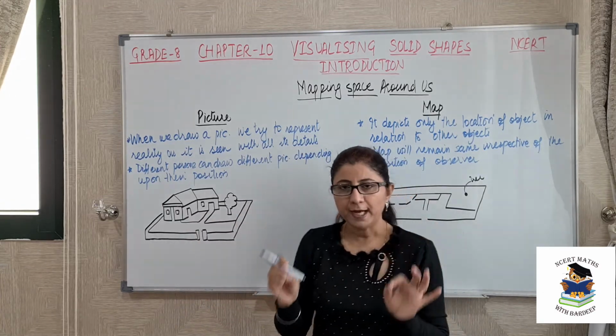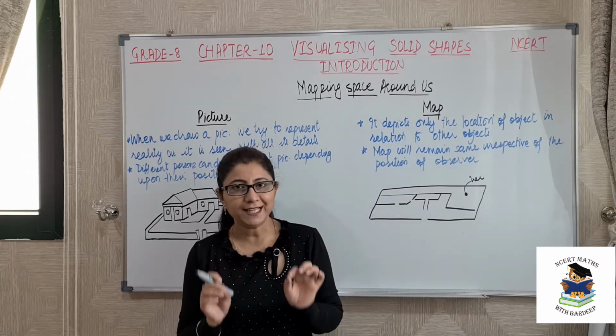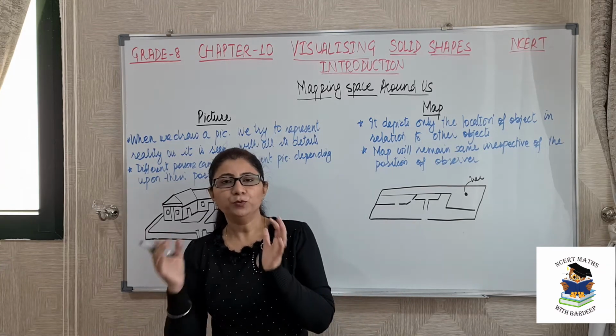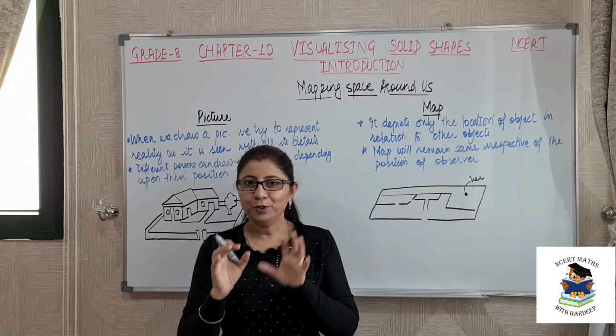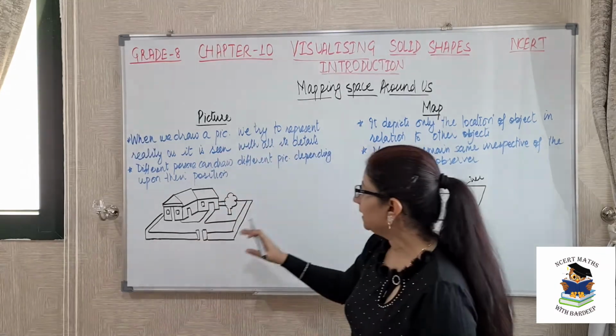So that means a map will represent only the location of the object, not exactly what the objects look like. But in case of a picture, we try our level best so that the same picture will look like what we see when we draw it on a paper. So let's see an example.